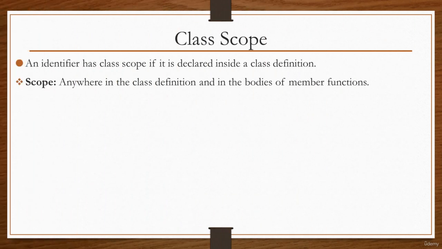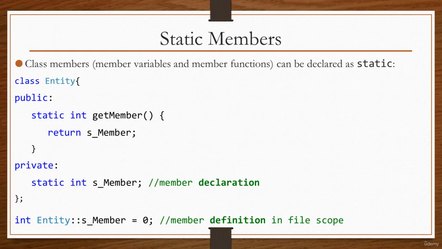A quick note on class scope. An identifier has class scope if it is declared inside a class definition, and the scope is anywhere in the class definition and in the bodies of member functions as well. Next, I want to talk about static members. Class members, so member variables and member functions, can be declared as static. Here I just have some entity class. In the public section, I have a static function, getMember. It's going to return an integer, and in the body of that function it returns s_member.